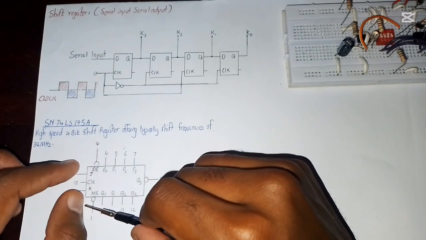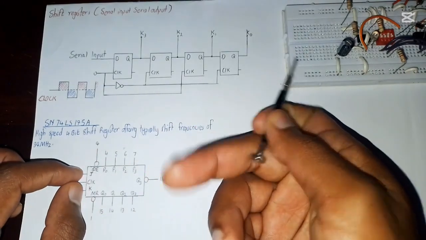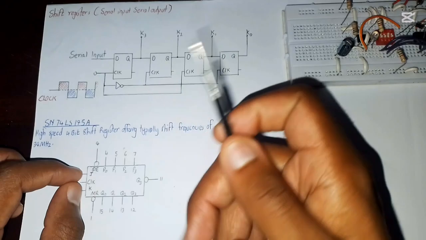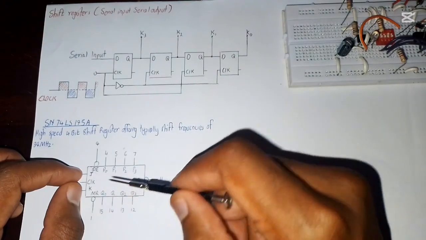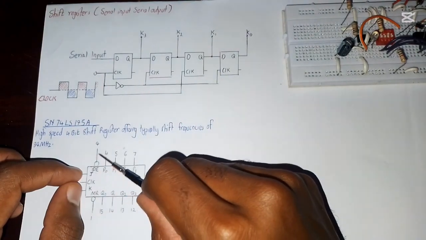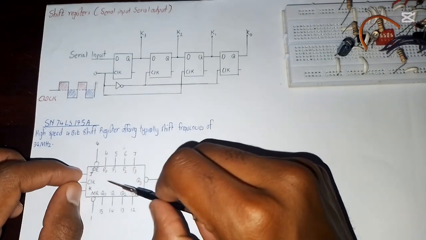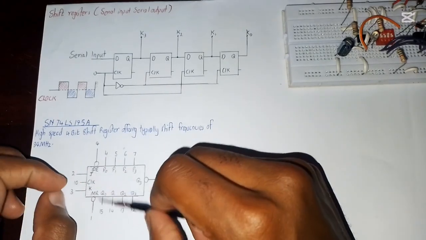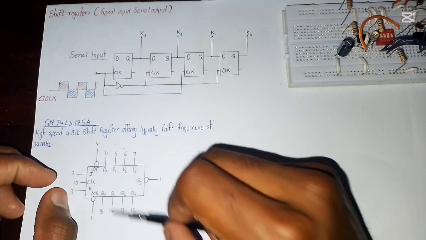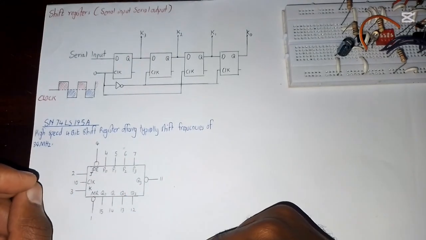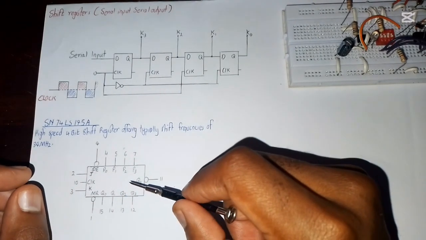But since we want to use the IC as a serial input, serial output, we have to keep this high in order to disable the parallel section. So when this is low, you can't use the serial, but when it's high, you can use the serial connection. So that's basically how the IC looks like.